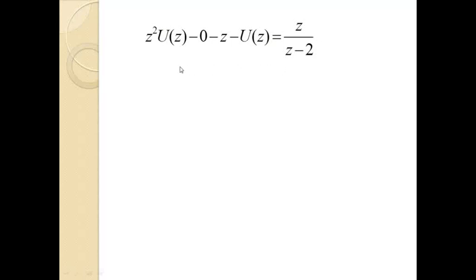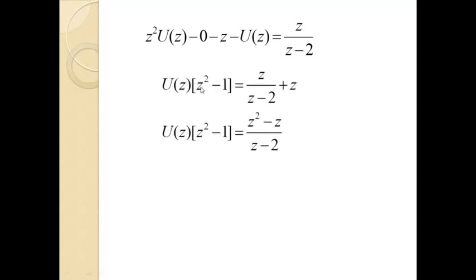What is our target? In step number 1, we are going to find capital U of z value. So we collect capital U of z term on the left hand side, and the remaining term you bring to the right hand side. We can write left hand side is U of z into z square minus 1 equal to z by z minus 2. You bring this minus z to the right hand side, you get plus z. So next you take LCM here. If you take LCM, then after simplification, you get z square minus z by z minus 2.